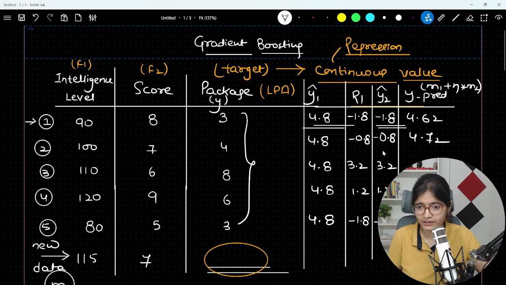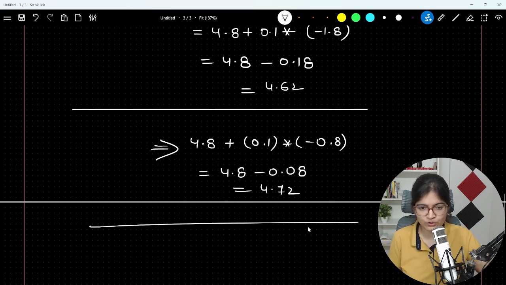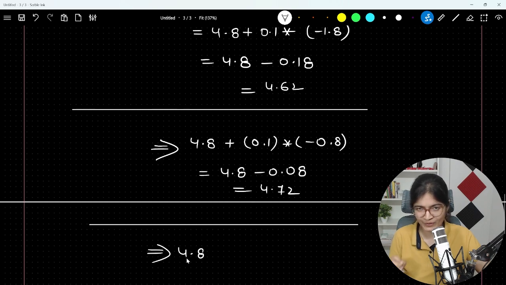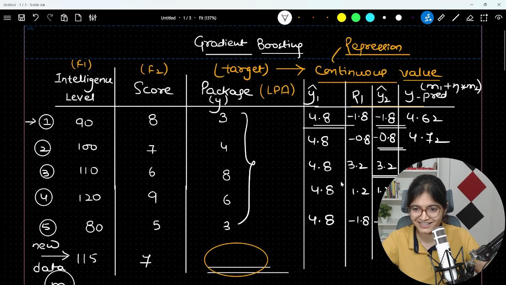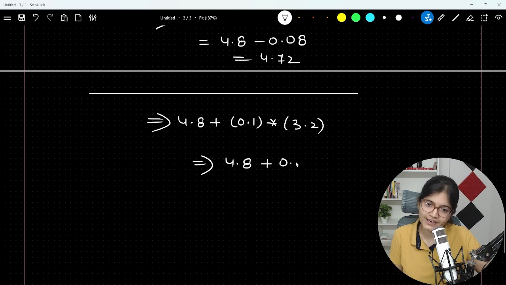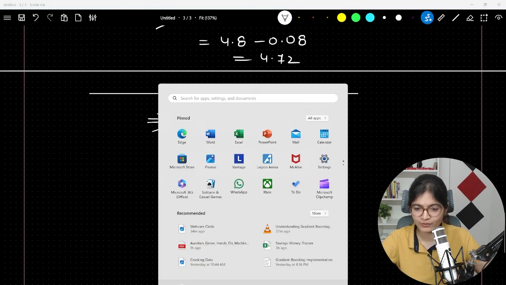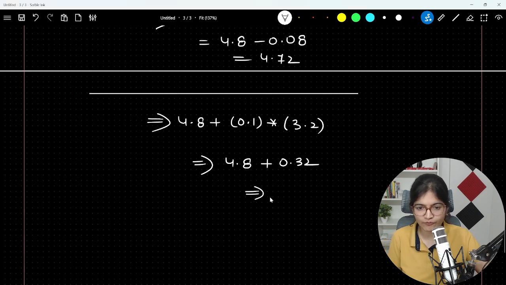Similarly, let's evaluate the next one. So this is done. Next is 3.2. For the next record, you will again evaluate the prediction of model M1, which is the mean value, plus 0.1 times the value given by the model for the third record, which is 3.2. So what is the answer? 4.8 plus 0.32, if I'm not wrong. If you combine both of them, 4.8 plus 0.32 will come out to be 5.12.